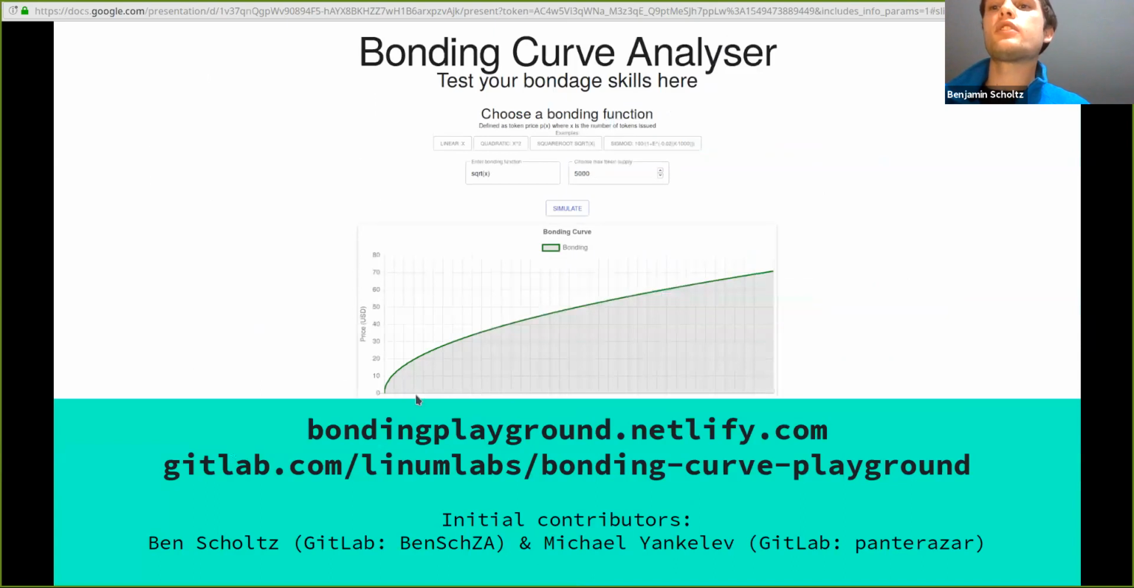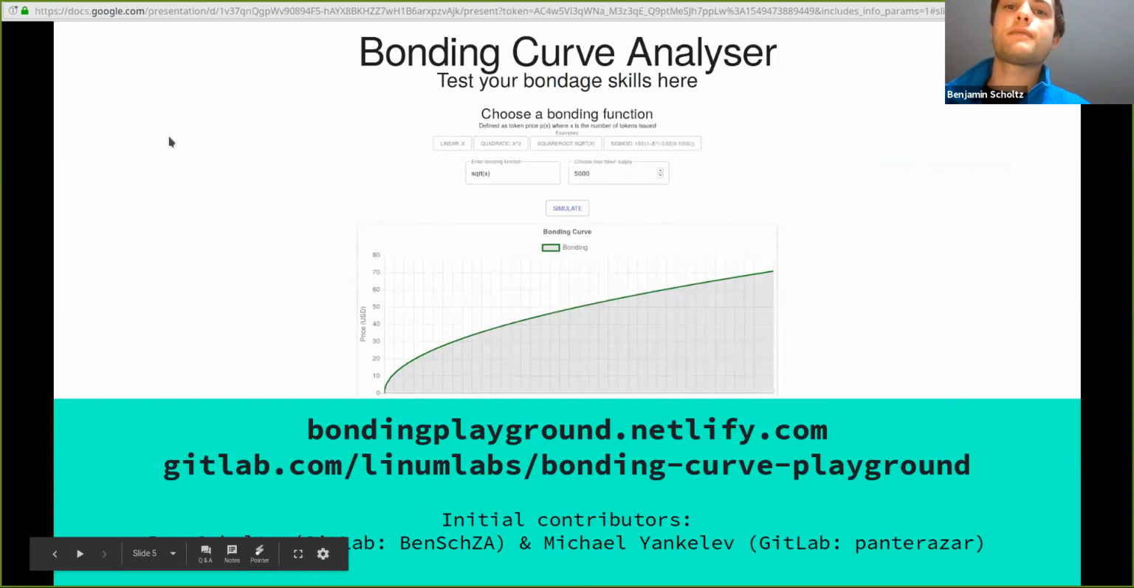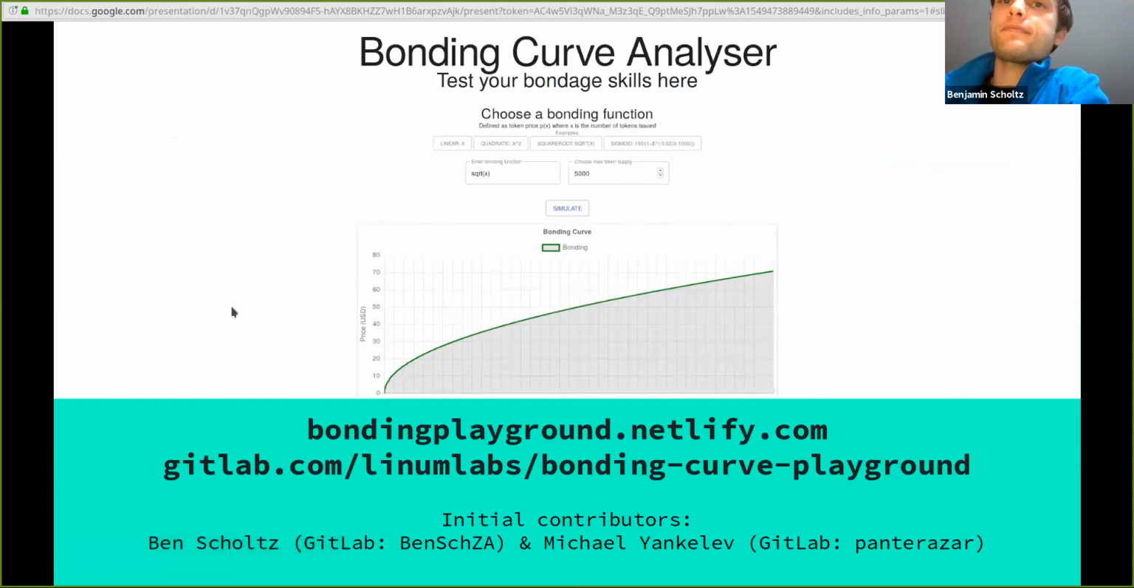Cool. So yeah, we've got the website up on Netlify. It's a side project for us, so we just want to ease the load and not host it ourselves. It's deployed automatically off the master branch of Bonding Curve Playground. And myself and Michael and the rest of the team were the initial contributors on the project. That's it.